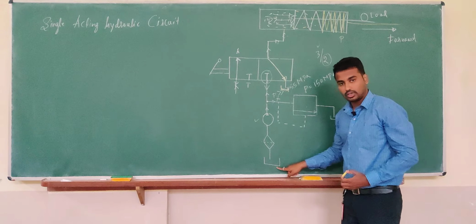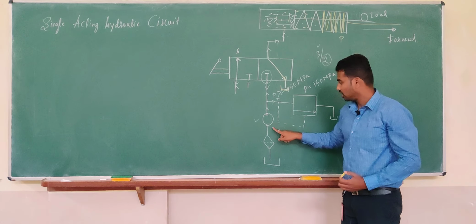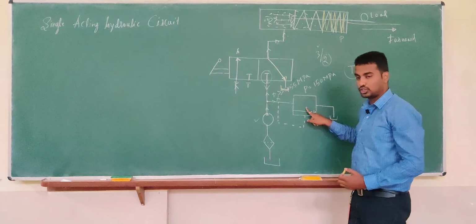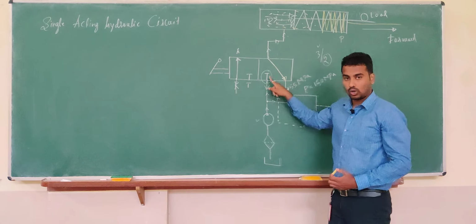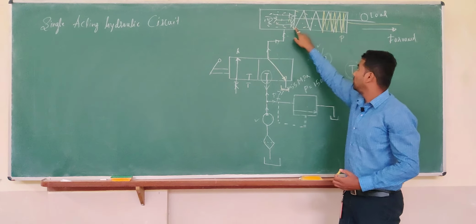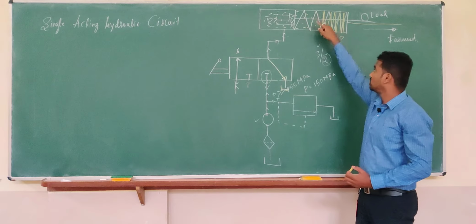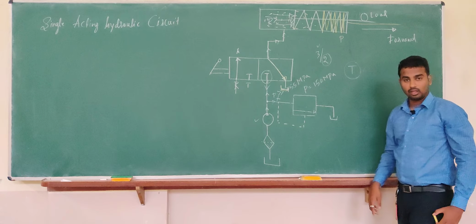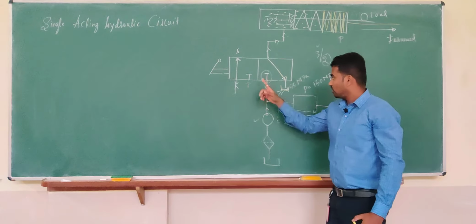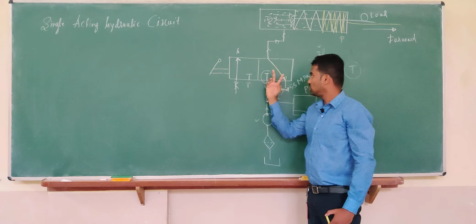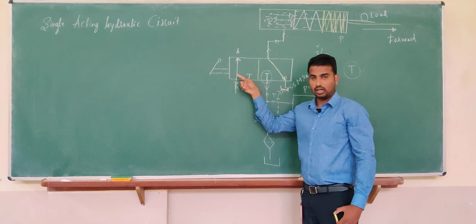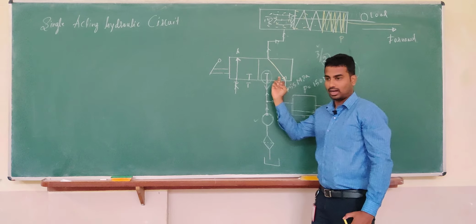So first the reservoir, then we have a filter, then we have a pump. This is a pressure relief valve, direction control valve, actuator, a cylinder fitted with a spring and a rod. Now how does it work? We are going to learn in two parts. What happens when we switch it to the right hand side?